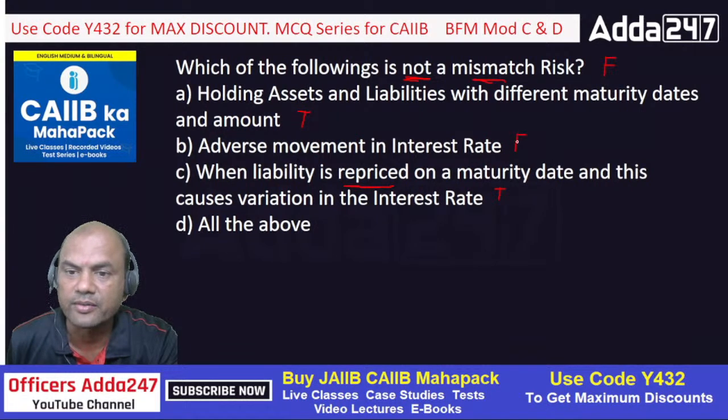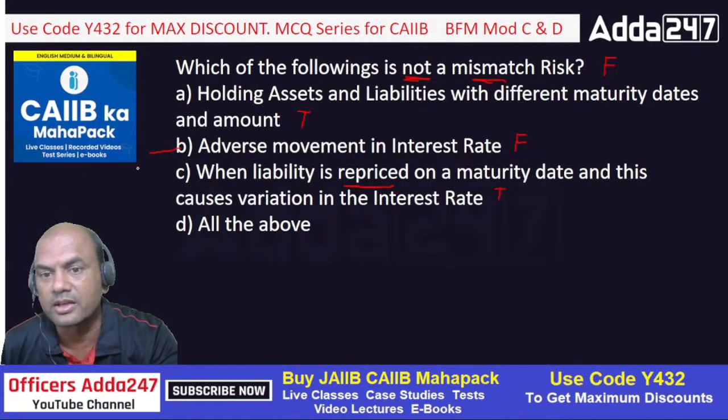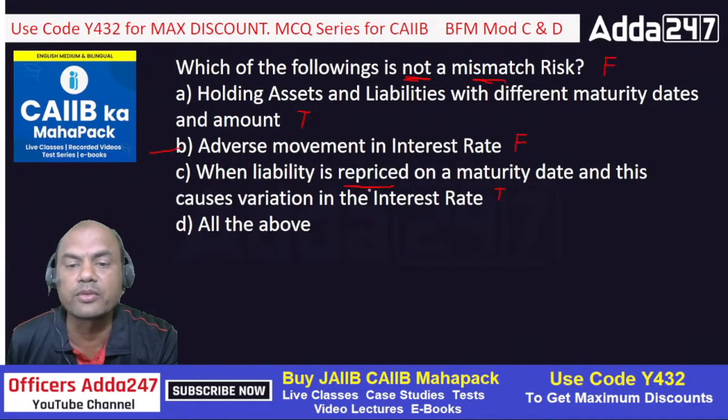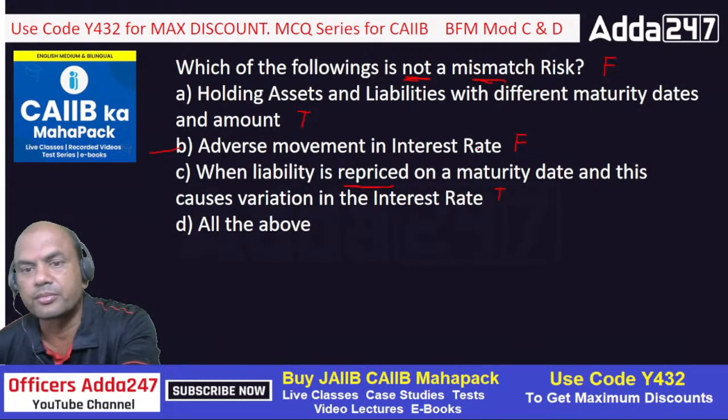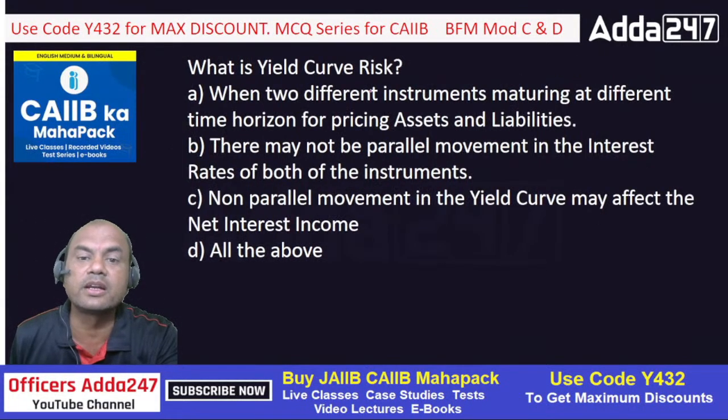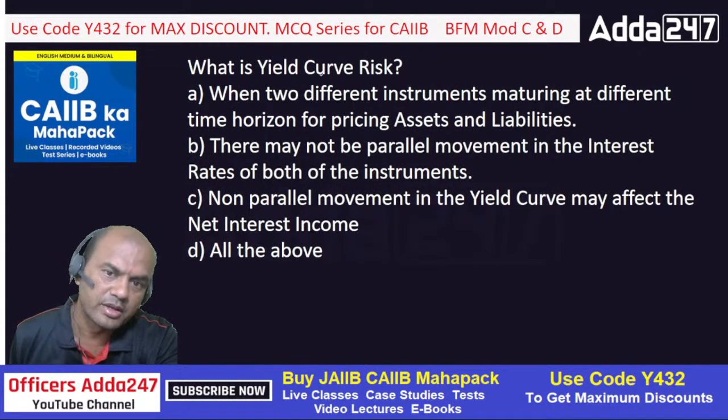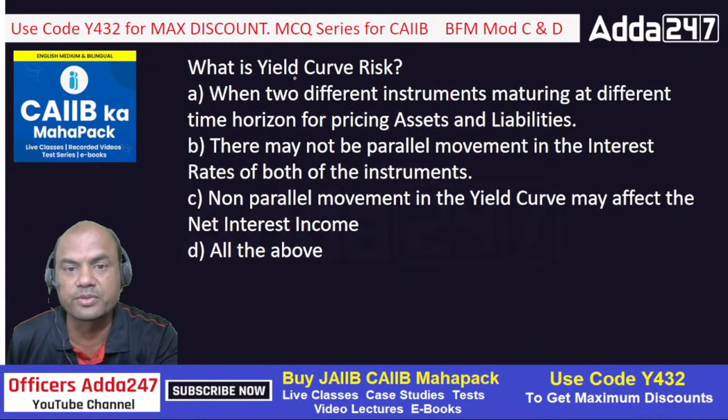This is false. Okay. So which of the following is not a mismatch risk? B is the answer. Got it, everyone? Clear? Because the rate of interest is related to yield curve risk, basically. Remember this. Okay. It is not related to maturities. What is the yield curve risk then? Let's see the options first.